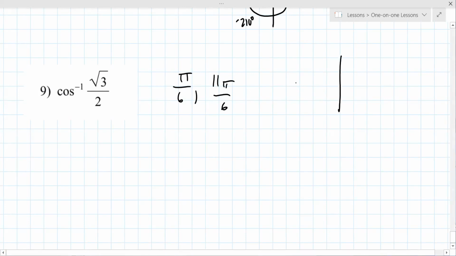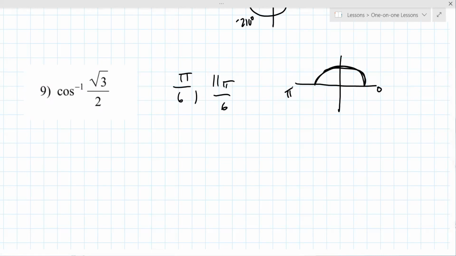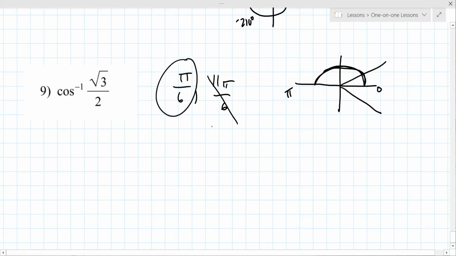So which one is it? Well, cosine inverse is only good in this window, 0 to pi. Which one's the correct answer? You have to know where pi over 6 is. Pi over 6 is right there, and 11 pi over 6 is right there. So it has to be that one. This would be the one. Okay, all right, let's do another one.